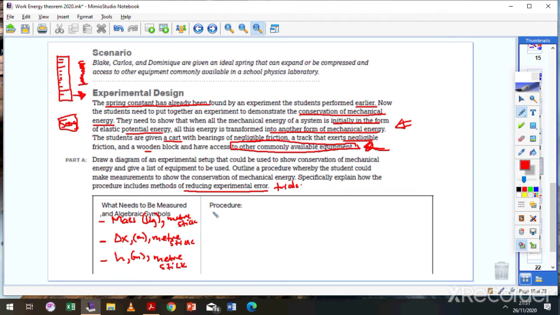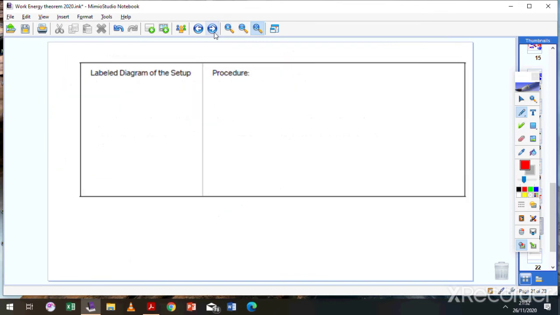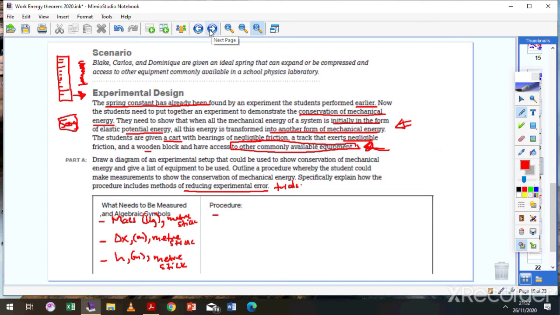So now the procedure has to be carefully written to reflect all of these things in your approach that I have talked about, things that are going to help you to come up with a graph of elastic potential energy versus gravitational potential energy. So just some tips, and you're going to write this on your own and you'll submit it and I'll grade it.